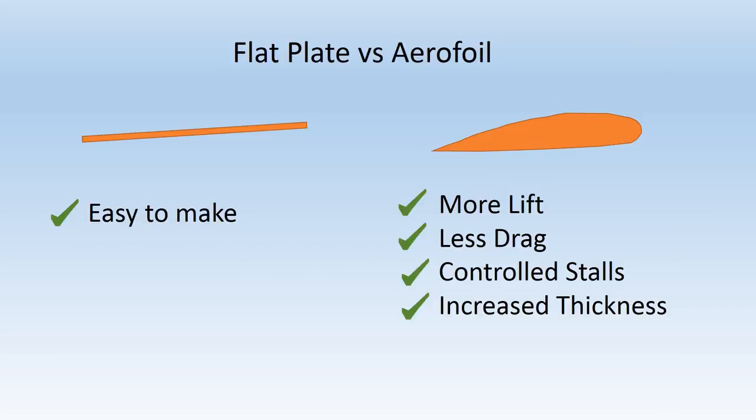Most aircraft don't have flat plate wings. That is because the aerofoil is a better designed flat plate, which for the same angle of attack will give you more lift, less drag, and has a nicer control of the stall characteristics. The increased thickness allows you to put structural elements in which support the wing.